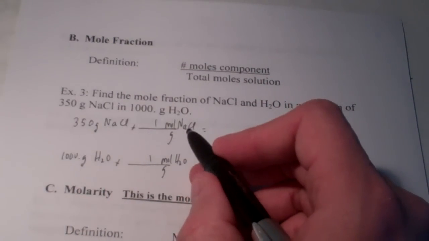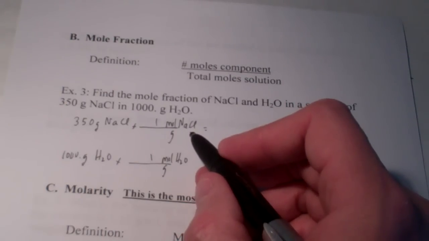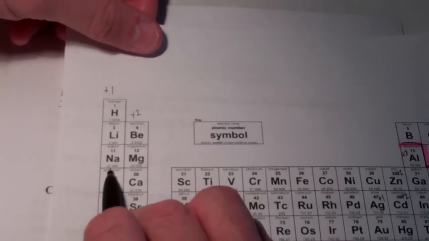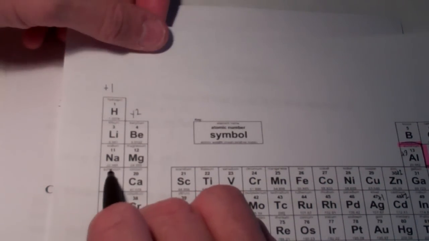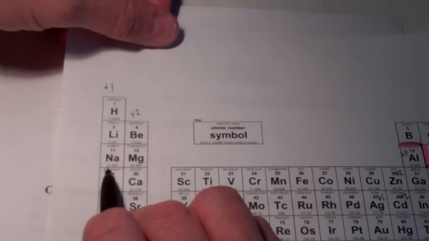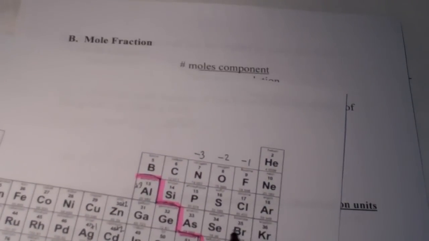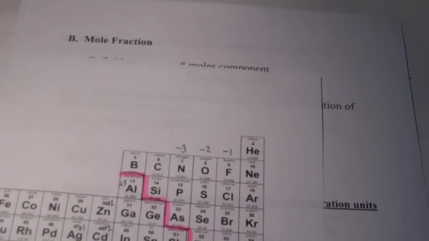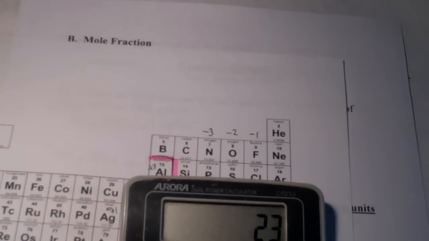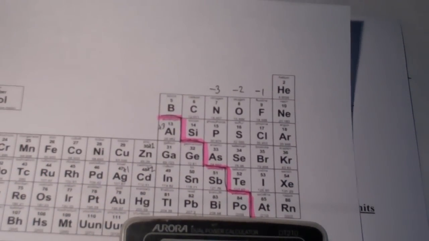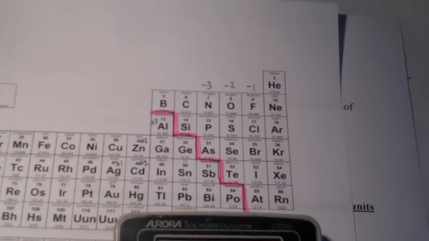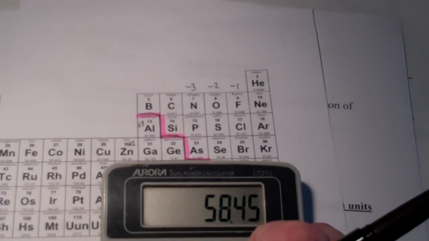Now, the formula weight of sodium chloride would be the weight of a sodium and a chlorine. So sodium, 22.99, well, let's just call it 23.0 today. And my chlorine, 35.45. So, let's see, 23.0 plus my chlorine, 35.45. That will give us 58.45 grams per mole.